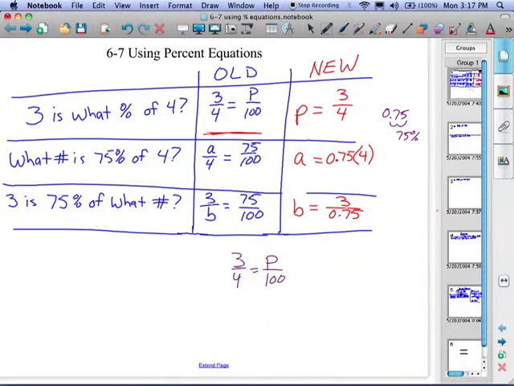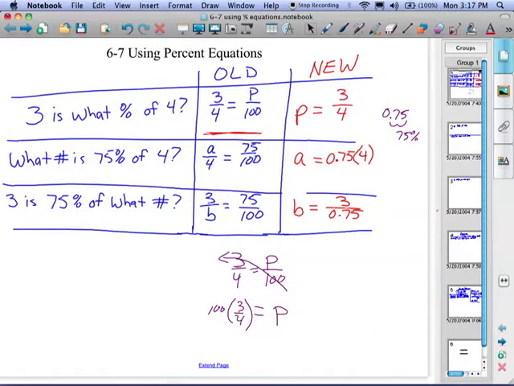Now, this works because if we take the percent proportion and we cross multiply just halfway, we end up with p is equal to 100 times 3/4. And when we found 3/4 as 0.75, we multiplied it by 100, and we get the percent of 75%. So we're doing some of the cross multiplication before we do any math.